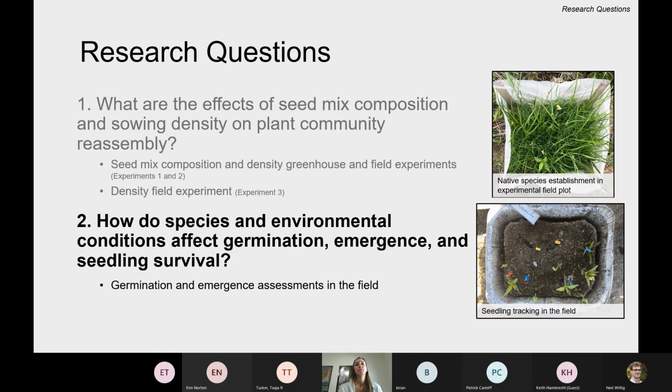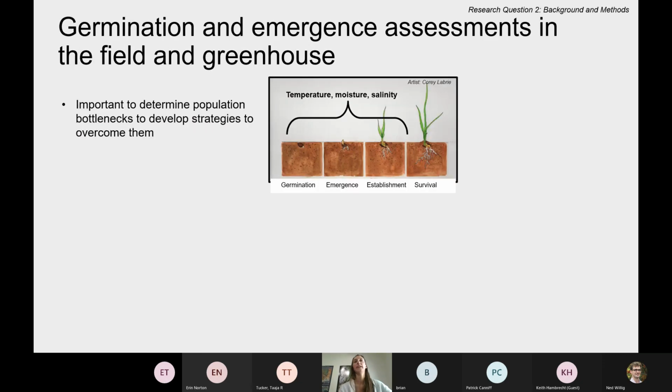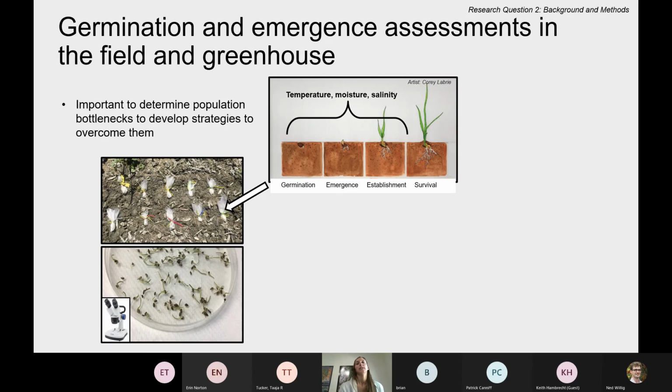Okay. And just before I end here, I'm going to briefly mention one experiment that I conducted in the field looking at the effects of species and environmental conditions on these early life stages. At this point, you might be wondering, why are you tracking these seeds and seedlings? Isn't that overkill? But I think this research is important because determining these population bottlenecks will allow us to then develop strategies to overcome them.